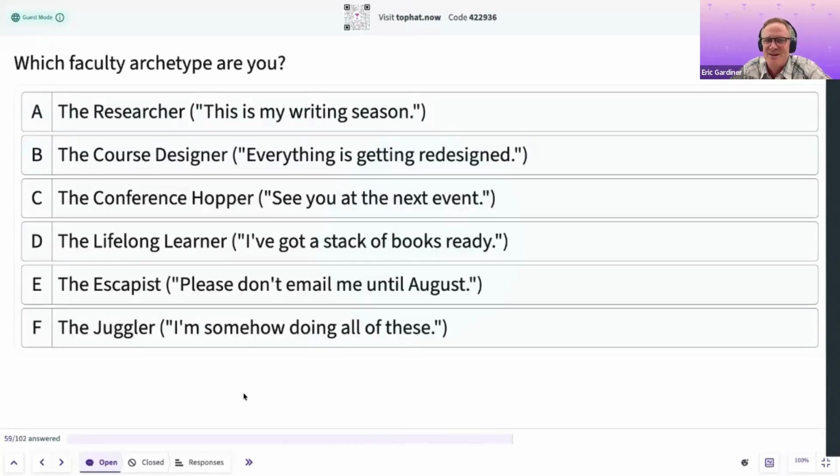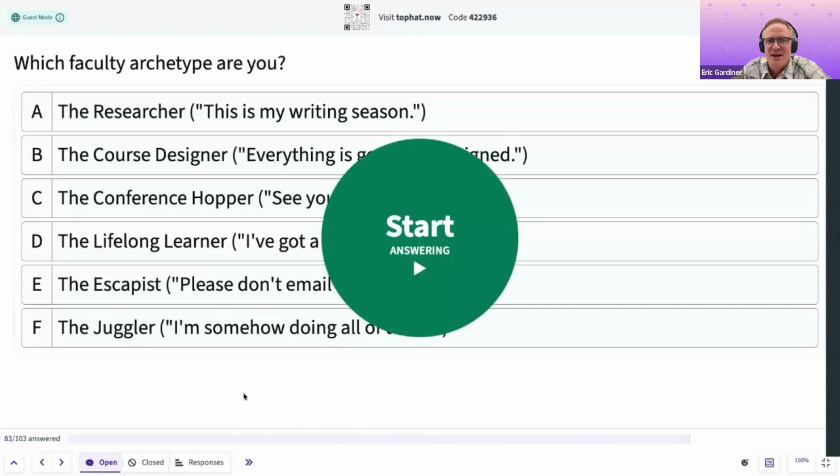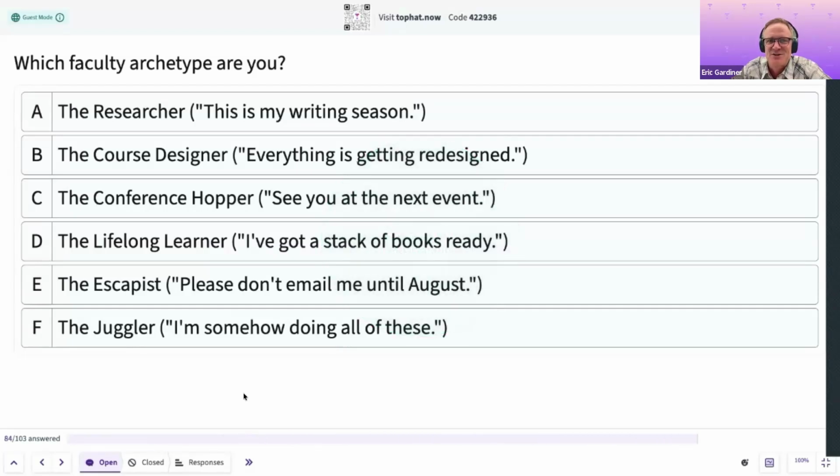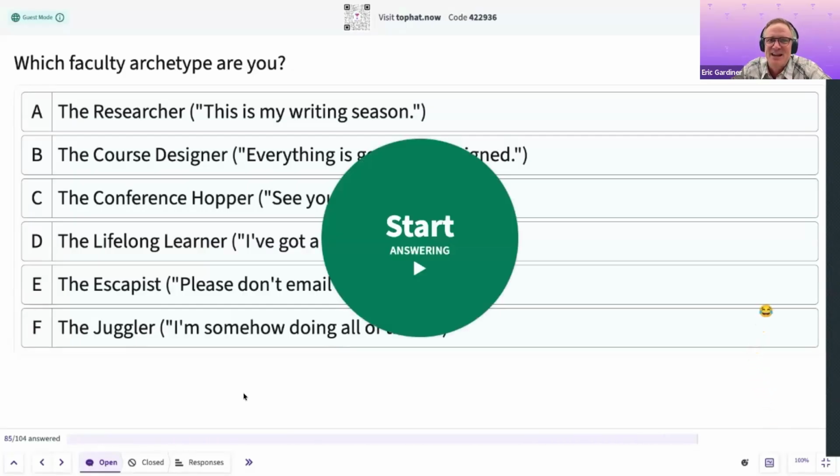So let's see where you're at. Give folks a moment to respond here. I can see the responses rolling in. Got some folks responding in the chat. We've got the lifelong learner. We've got a B here. We're forcing you to make a choice there. I saw that. I'd love to choose more than one option. That's maybe the juggler if you really can't decide there.